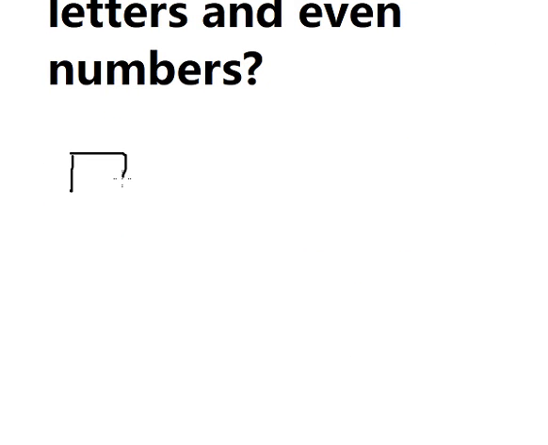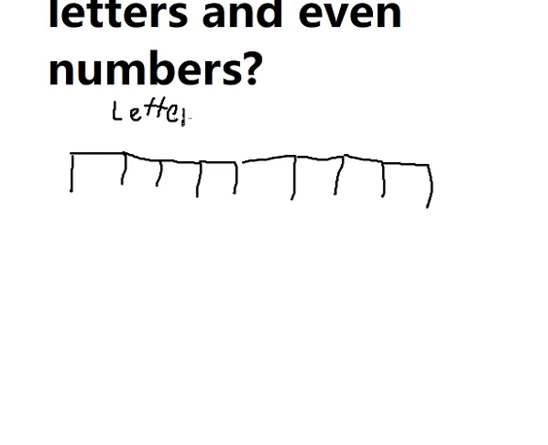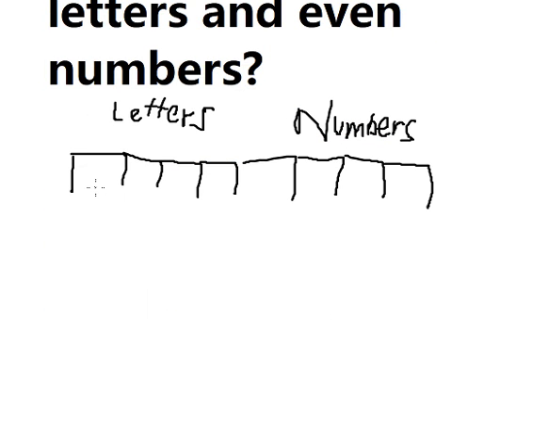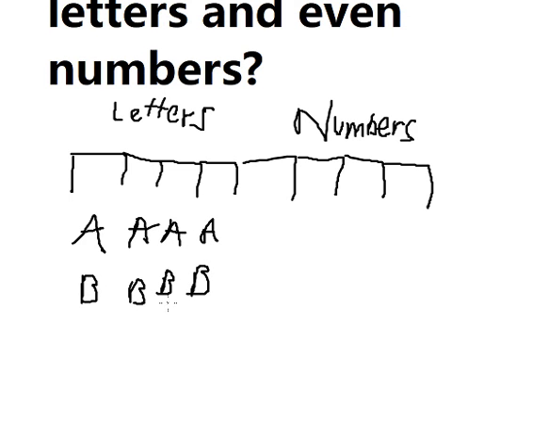We know that this is about the driver license. So the first part we have letters, and the next part we have the numbers. In the question, all identical letters means, for example, the first 4 letters in here, like A, A, A, A, or B, B, B, B. This is about identical letters.